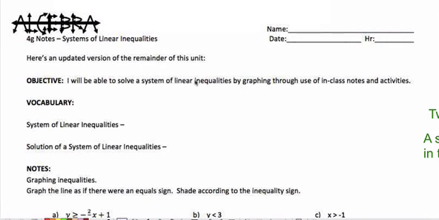Welcome to 4G Notes, Systems of Linear Inequalities. So we've done systems of equations, and now we're doing inequalities.